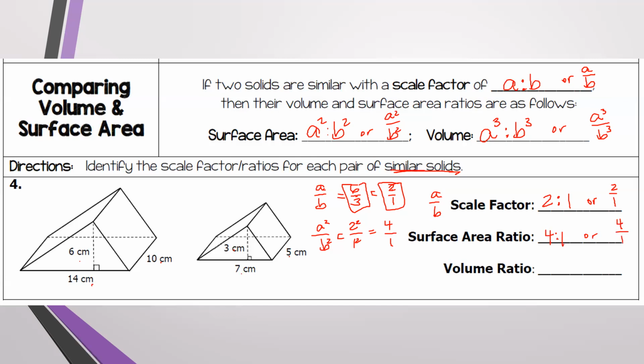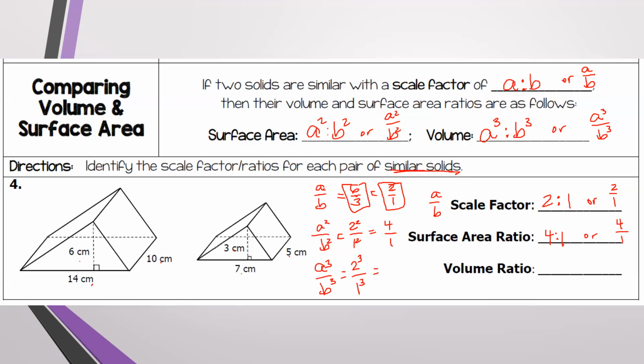Now your volume ratio is A cubed over B cubed. And I remember that because the units for volume are cubed. So the volume ratio is also going to be cubed. So if A was 2, that means A cubed is 2 cubed. And if B is 1, then B cubed is 1 cubed.